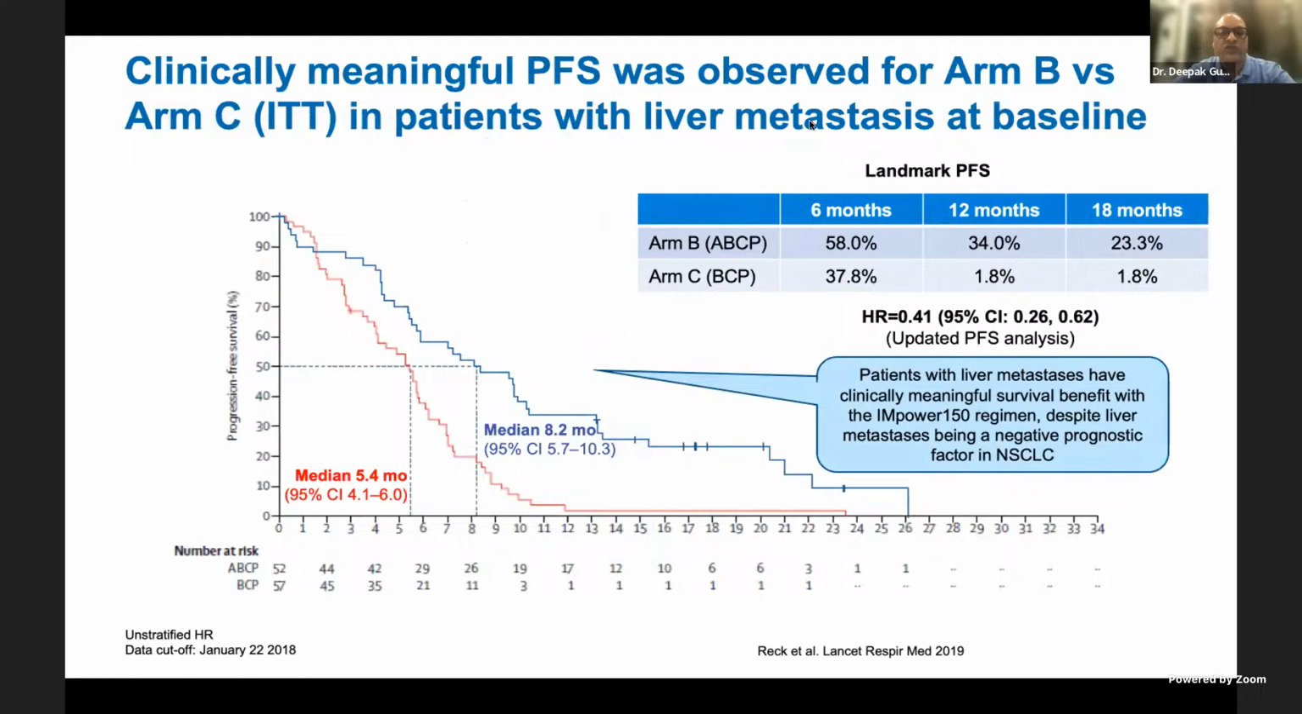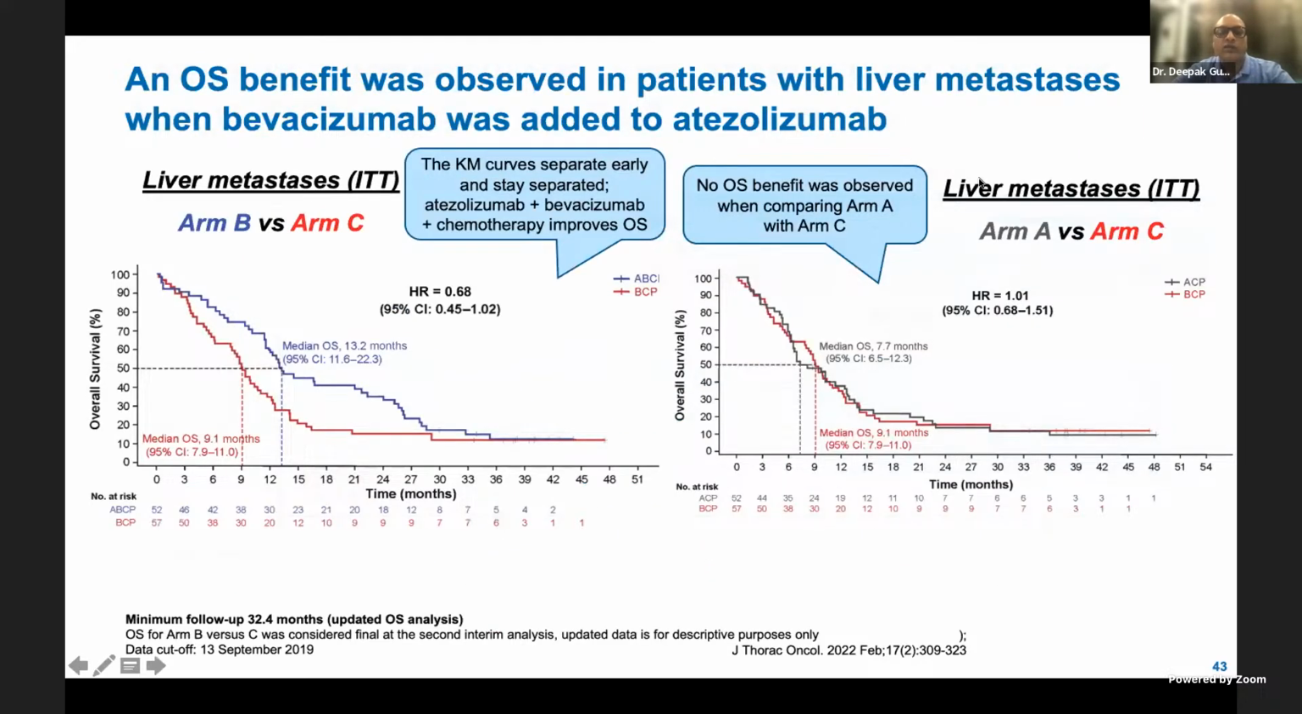Another subgroup is liver metastasis. Clinically meaningful PFS benefit was observed for arm B as compared to arm C, 8.2 months median compared to 5.4 months with chemotherapy. And OS benefit was also observed in patients with liver metastasis when ABCP was compared to BCP arm, 13.2 months as compared to 9.1 months. But again, arm A and arm C were similar, no advantage of one over the other.